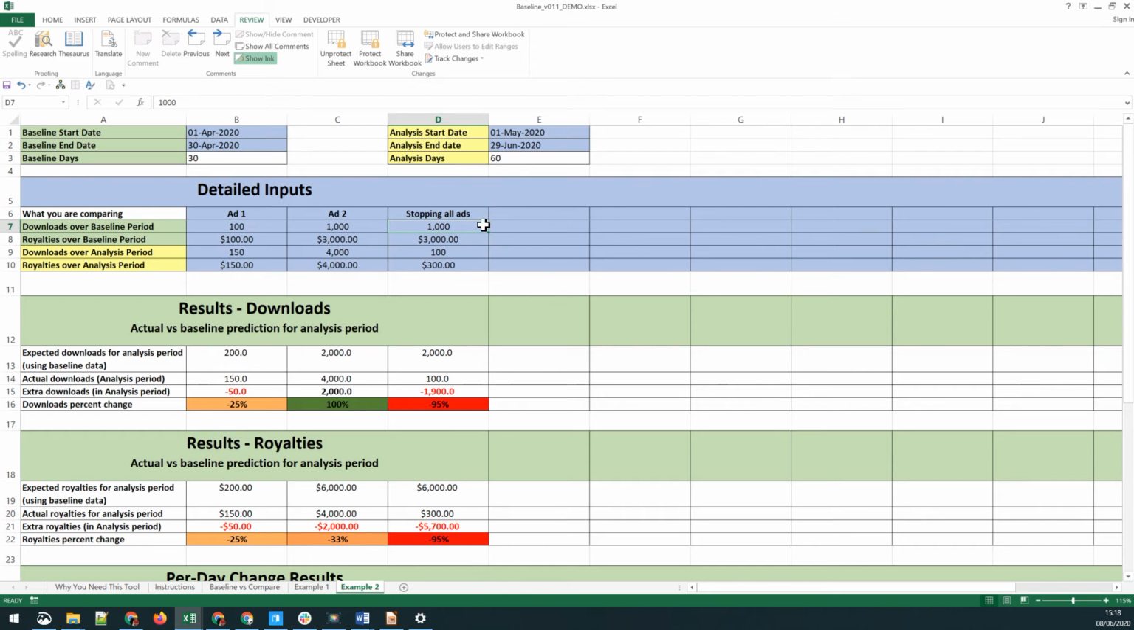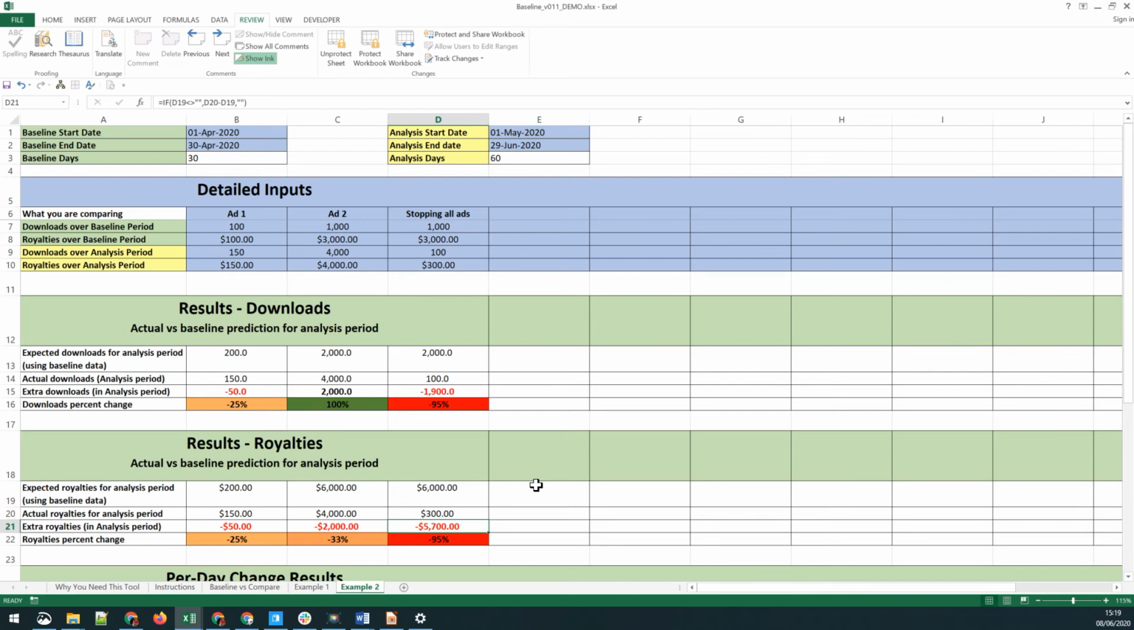And what you can say here is they do appear to be, because when you stopped your ads, you went from 2,000 downloads that you would have expected over that 2-month period to only 100 downloads total. So that's a 1,900 download drop. And in terms of your royalties, you were expecting to get about $6,000, which is pretty good, and you got $300. So you're $5,700 down. So unless your ad spend was pretty phenomenal, you were probably better off leaving those ads in place.